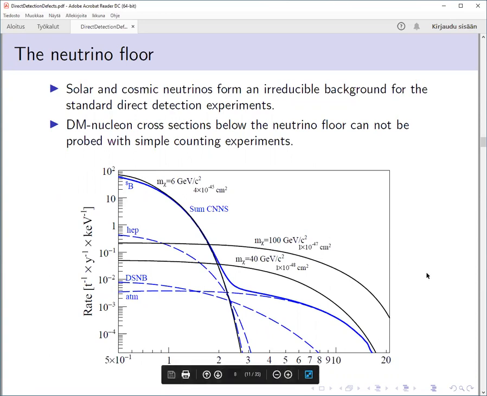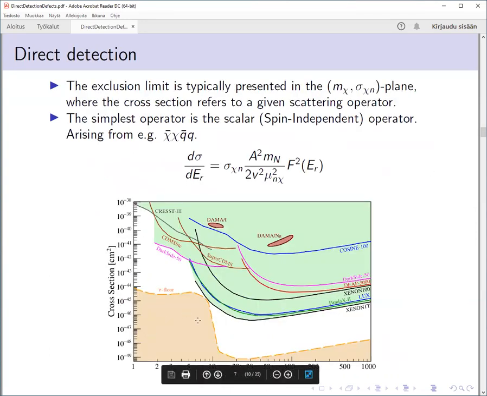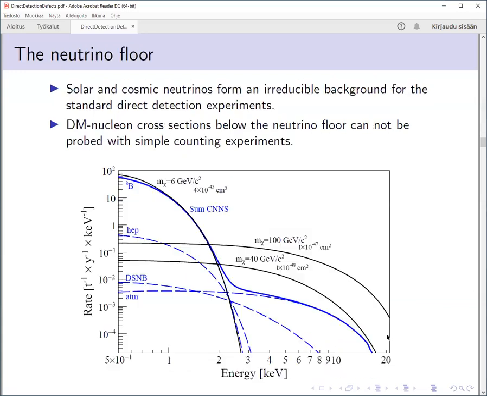So even looking very carefully at the spectrum, it's hard to separate the dark matter signal from the neutrino background if your experiment is sensitive enough to see these solar and cosmic neutrinos. The current experiments are not yet sensitive enough. As you see, the current experimental limits are still above this neutrino floor. But once you increase the size of your experiments enough, there will be this irreducible background that limits the range that can be tested with this technique.